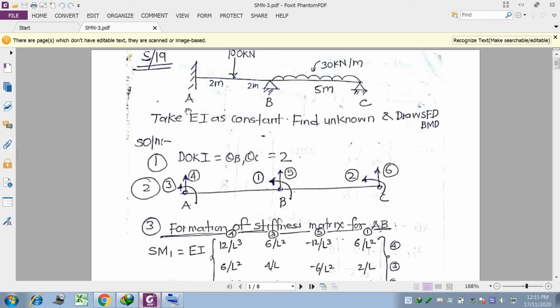As shown on the screen, a multi-span beam is there, which has support A as a fixed support, and B and C are the continuous supports. Based on that, it was asked in the summer 2019 paper for 7 marks. The condition is to take EI as constant and find the unknowns.